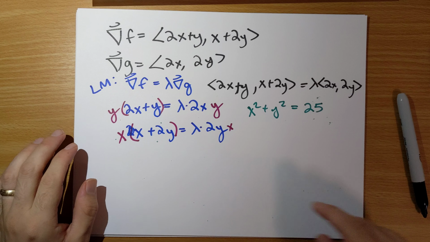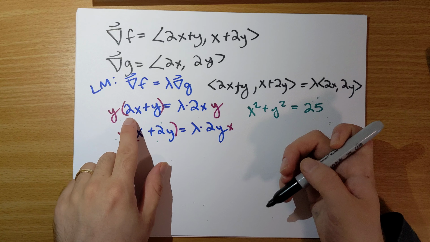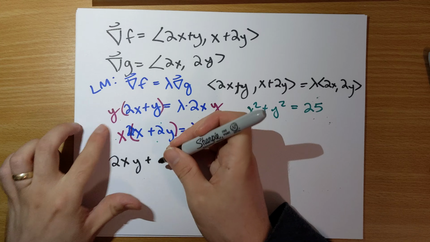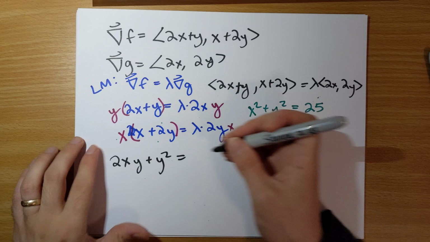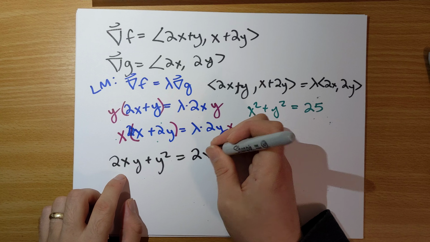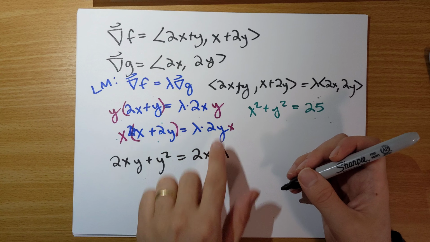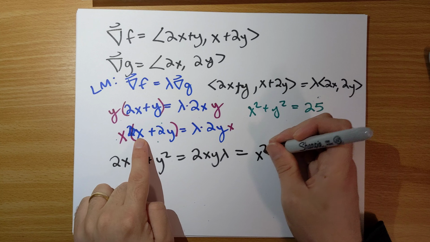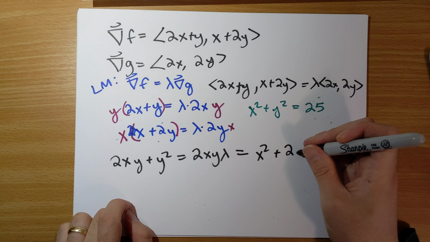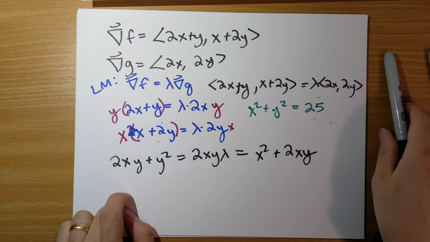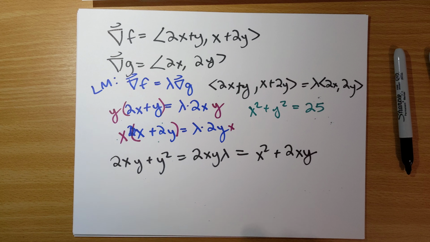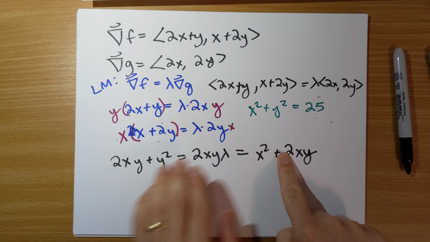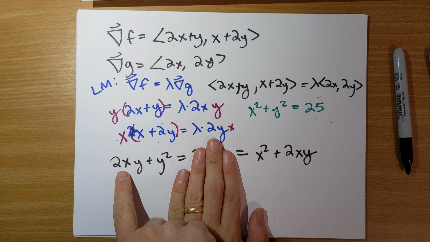So what this accomplishes then is this would be 2xy plus y squared is equal to 2xy lambda. But 2xy lambda is also equal to x squared plus 2xy. Okay, so if this is equal to this and this is equal to this, then this must equal this.